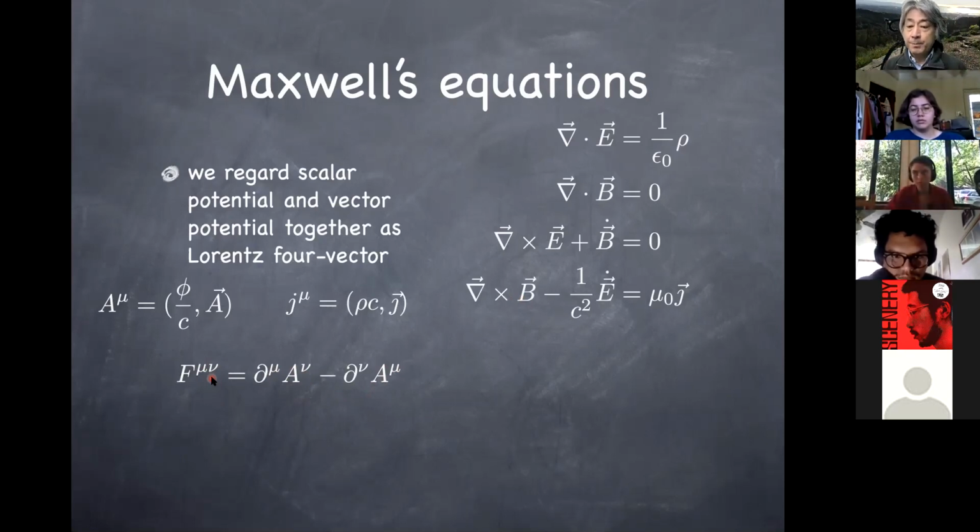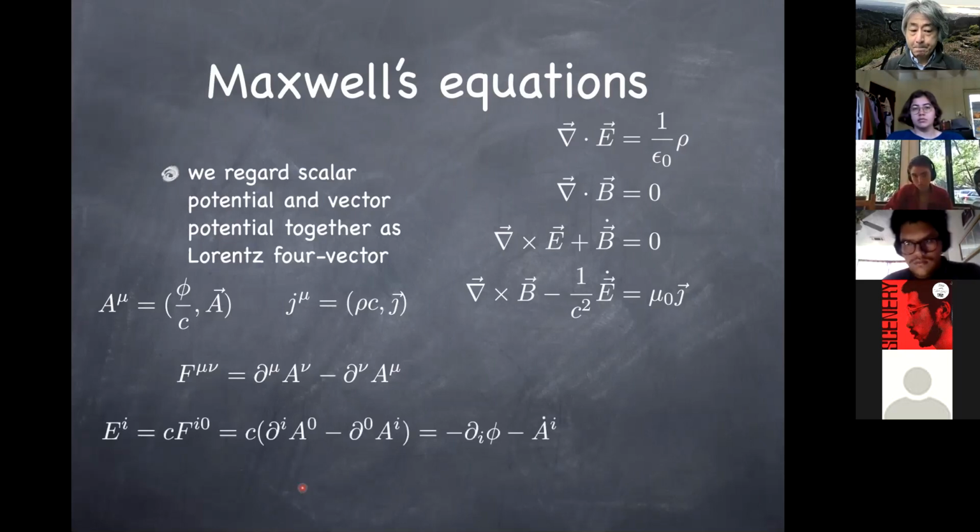So the number of independent components is 4 choose 2, which is 6. And that 6 precisely corresponds to 3 components of electric field and 3 components of magnetic field. So electric and magnetic fields are now conveniently combined into a single object, the F^μν tensor. It's called the field strength tensor, and a tensor is basically a generalization of a vector with 2 indices. So F^μν is a 4x4 matrix, which is antisymmetric, therefore has 6 components, which corresponds to 3 components of E and 3 components of B.